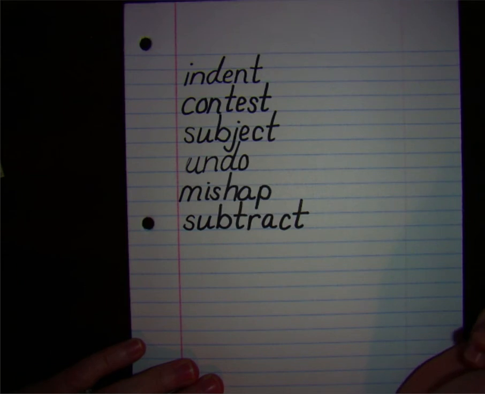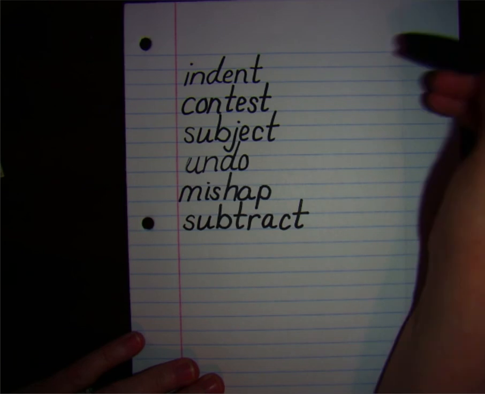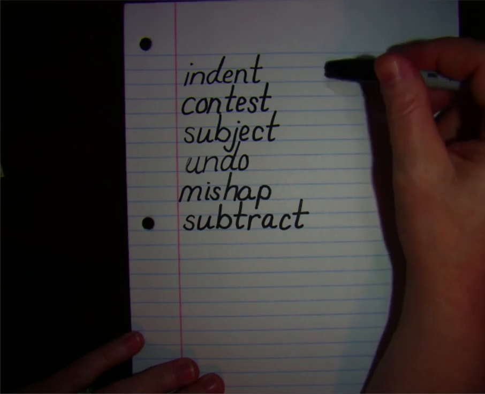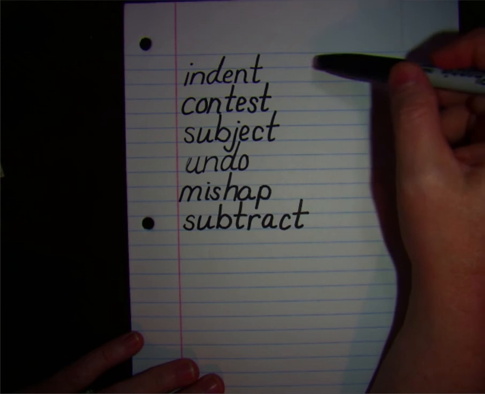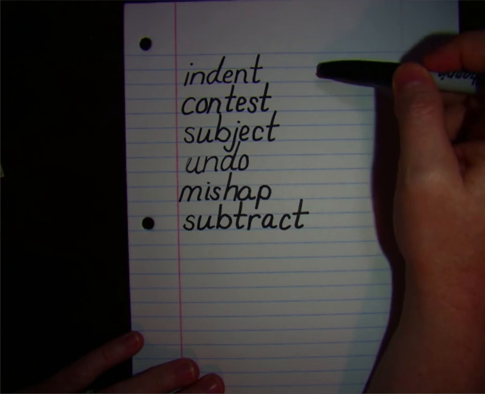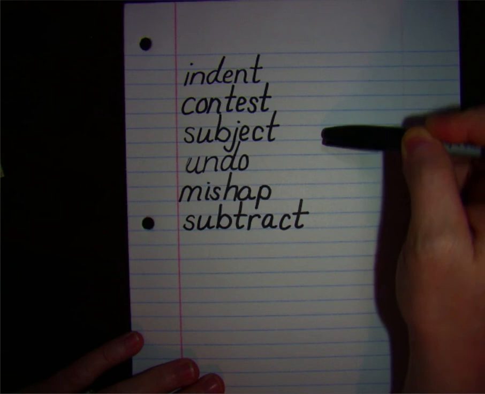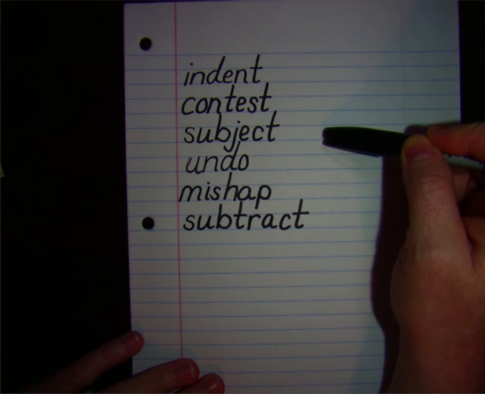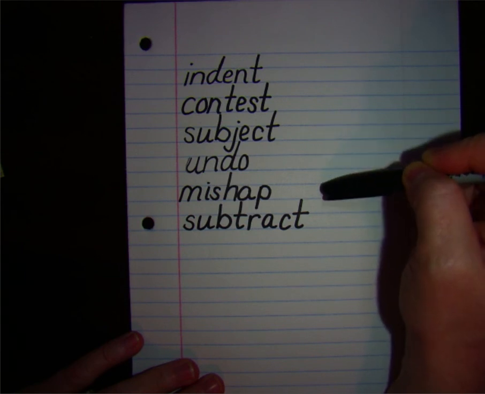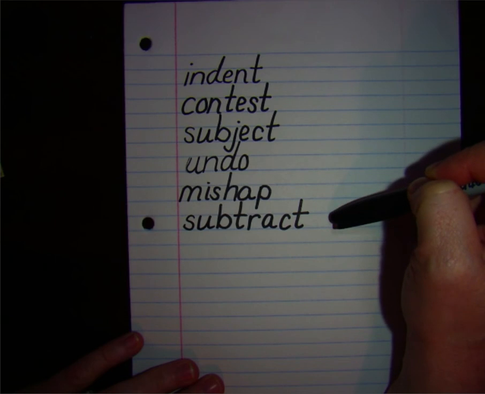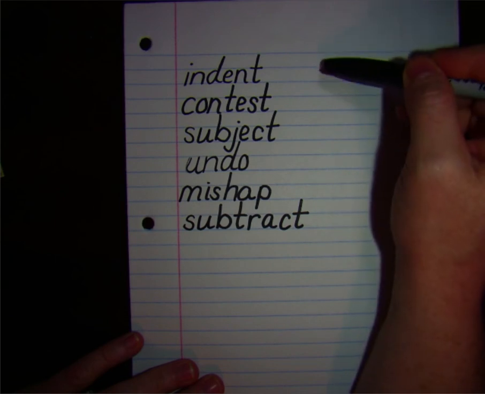Before we go on to our sentences, we're going to practice reading the words that we just wrote. We're going to read through them twice. The first time I'll read with you, and the second time you'll read on your own. Ready? Let's read. Indent, contest, subject, undo, mishap, subtract. Again, one more time on your own.